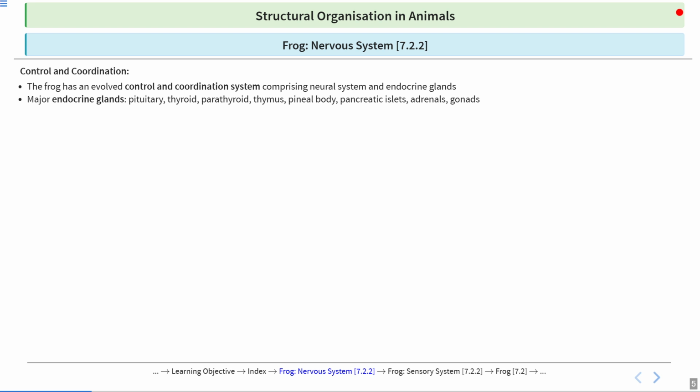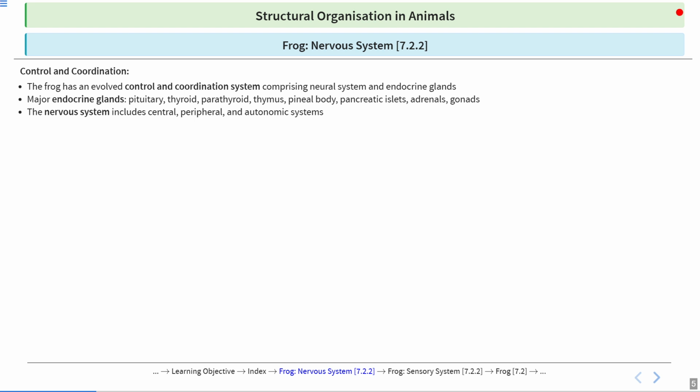So if you see these endocrine glands in the frog, they all are present in the human as well. Okay, they are present in the human endocrine system also, right? And this is one of the reasons that the major features of the frog match with human anatomy, right? So that is why we are studying the frog in this particular chapter. So these are the different endocrine glands found in the frog, right?